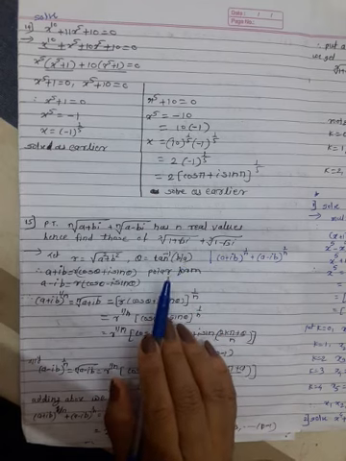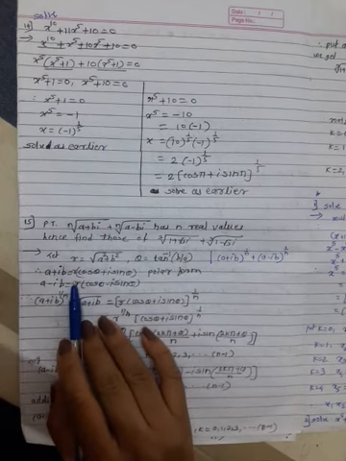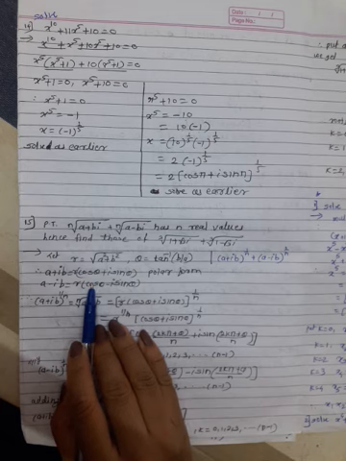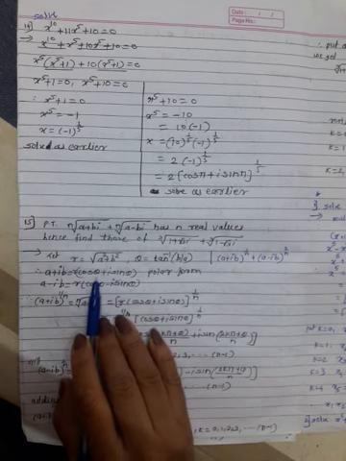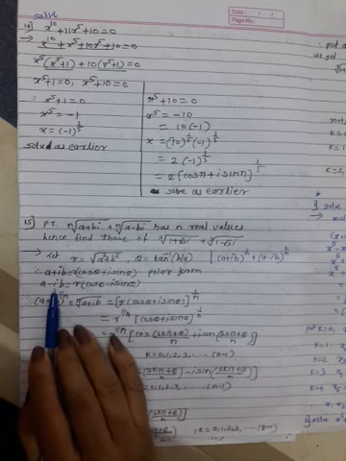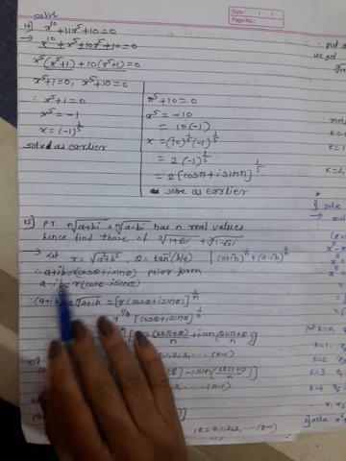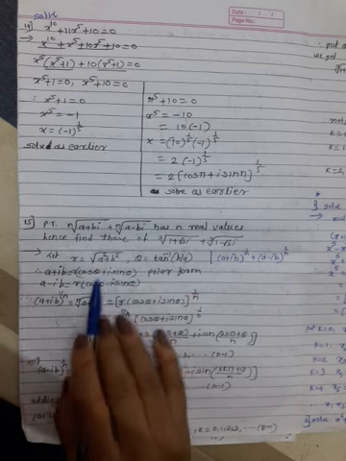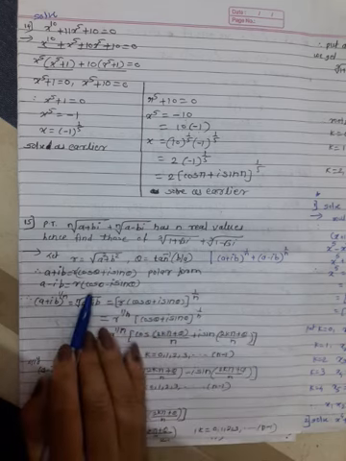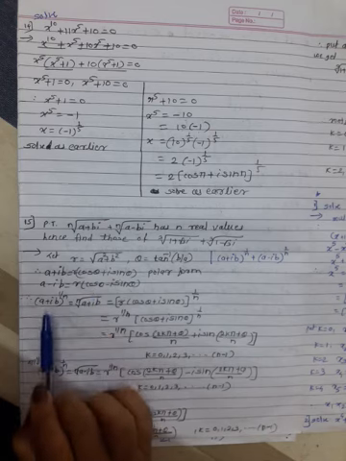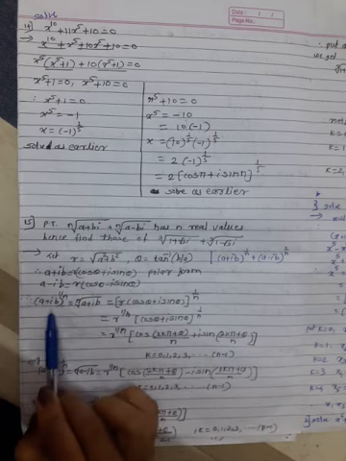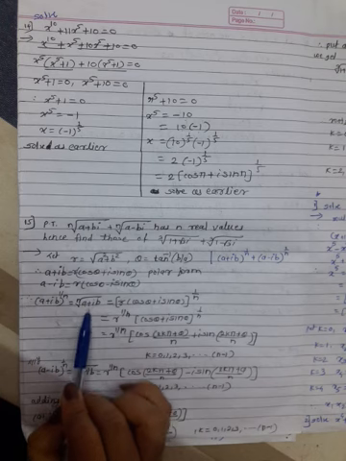Okay, therefore a plus ib is nothing but r cos theta plus i sin theta in polar form, and a minus ib is nothing but r cos theta minus i sin theta, just replace plus by minus sign here. This is the polar form of these two complex numbers.